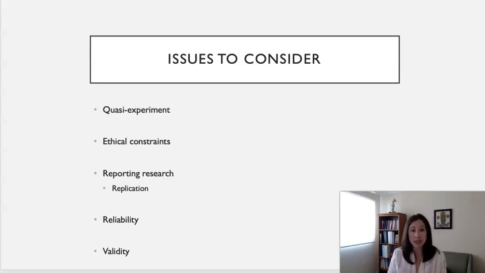It is very reliable, because if I measure your shoe size today and I measure your shoe size next week, I'm going to get the same score. So it's reliable, but it's not valid. Shoe size has nothing to do with intelligence levels. So in order to be right, you want both validity and reliability.